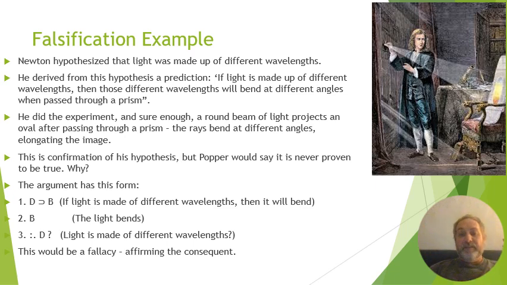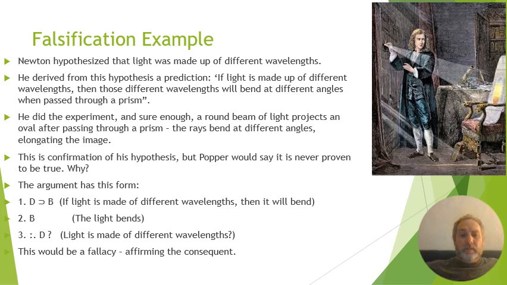Well, look, if light is made up of different wavelengths, then those different wavelengths will each bend at different angles when they pass through a prism, because of the way the wavelength hits the material of the prism. It'll refract at a slightly different angle if it's a different wavelength. That's his prediction, and then he does the experiment. He shoots a round beam of light through a prism, it comes out, he projects it on a paper, and it comes out oval, because all the different wavelengths were bending at different angles, and so it's spread out.